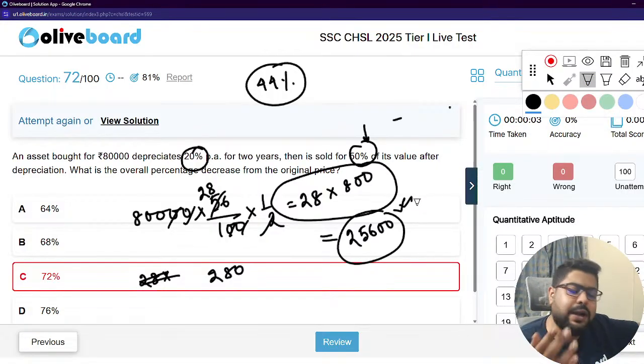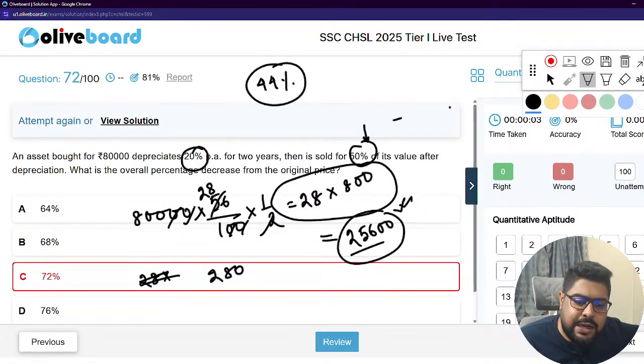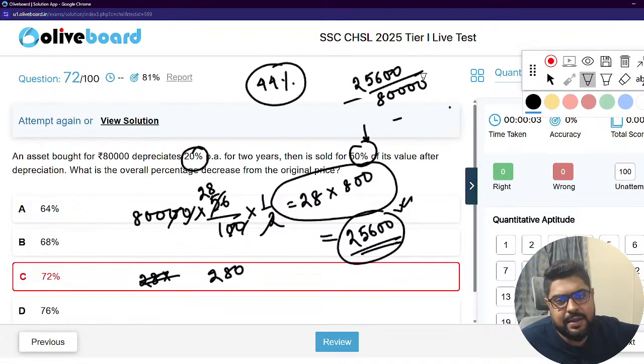Yes, so what I'm saying, Reena, you see. Let's figure out 25,600. It is what percentage of 80,000? That is what I'm saying. Because ultimately, you are doing 80,000 minus this. So 100% minus. Two zeros, two zeros, two zeros, two zeros. So 8.